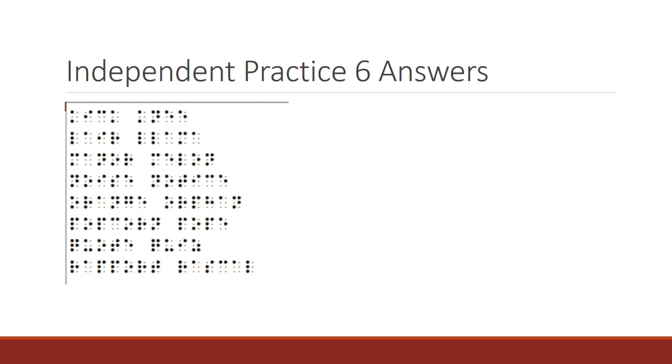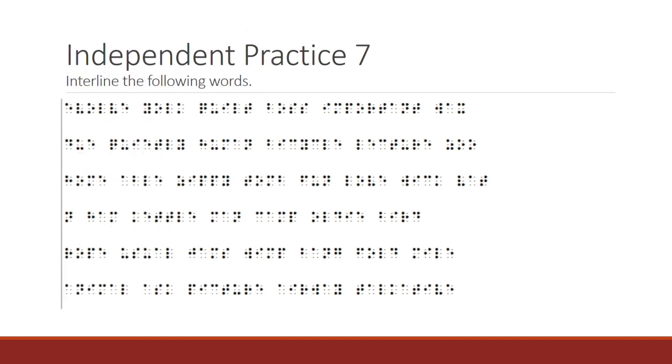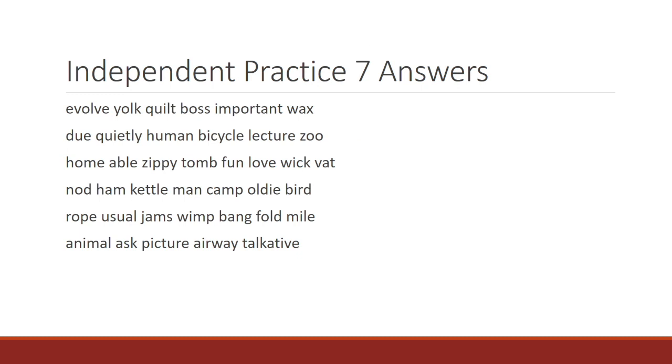The next two slides are the answers to independent practice 6. This first slide contains the answers for the first column of words, and this second slide of answers contains the second column for independent practice 6. The next two slides are independent practice 7 and the answers. You need to interline the Braille words shown here. This next slide contains the answers.